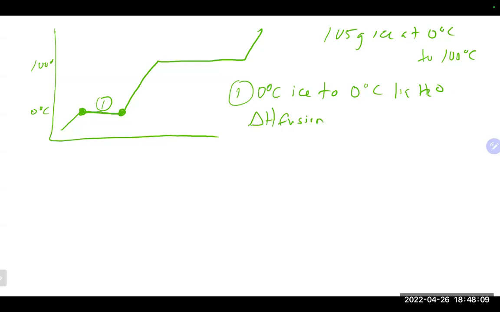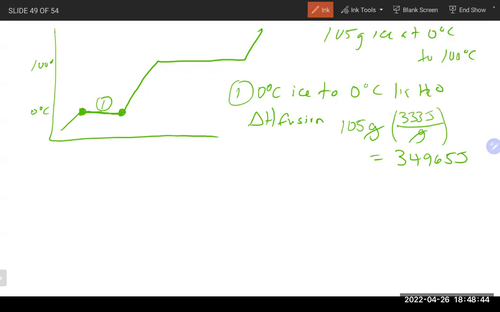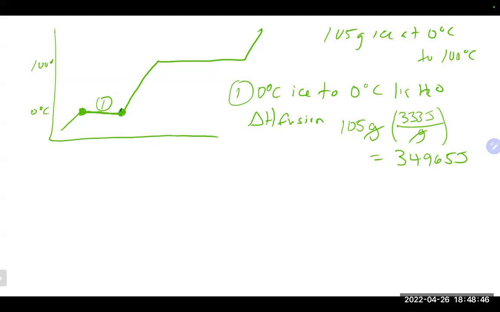So to calculate the energy required to do that, this would be positive, endothermic. We would use the heat of fusion for water and the mass, so 105 grams times 333 joules per gram, which is the heat of fusion for water. That would give me, for that step of the process, 105 times 333, roughly 34,965 joules. After I do that transition, I am now sitting right here.